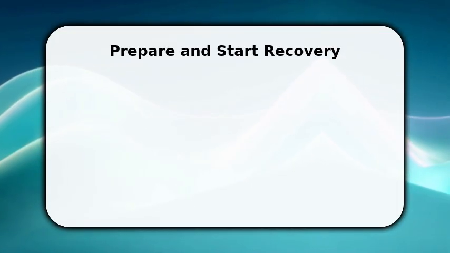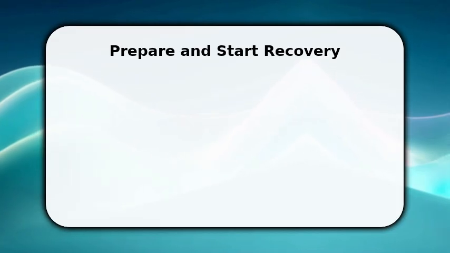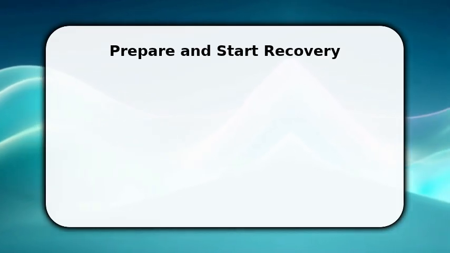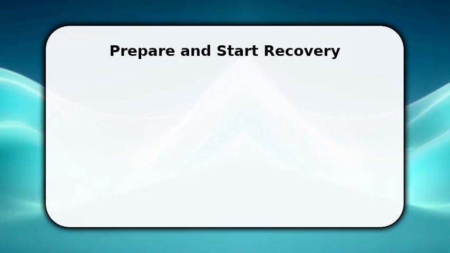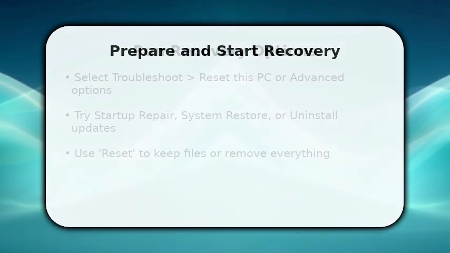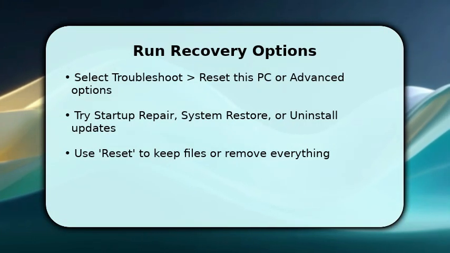Now restart and enter the recovery menu. Use F11, F9, ESC, or the Windows recovery environment, depending on your model. You arrive at the recovery options, choose Troubleshoot, then decide between Reset this PC or Advanced options.